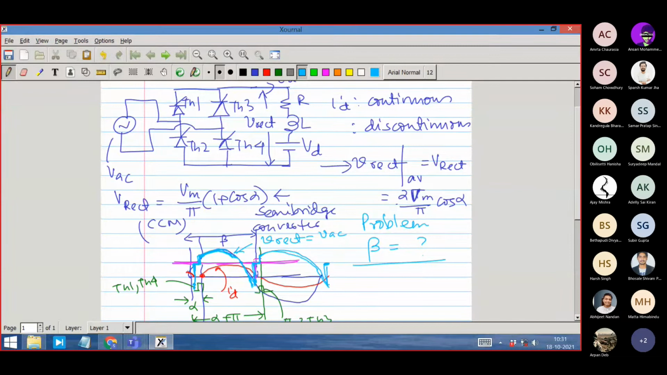The average thing will never be wrong. V rectified average is equal to R into ID average plus Vd. That is true. But it is not helping me to solve because I don't know ID. I don't know V rectifier. I only know Vd. I only know R. But how can I solve? I cannot solve it, right? Without knowledge of beta, I cannot solve it.